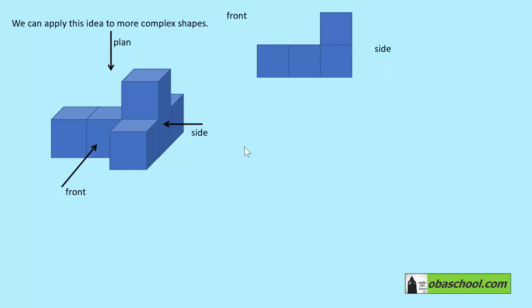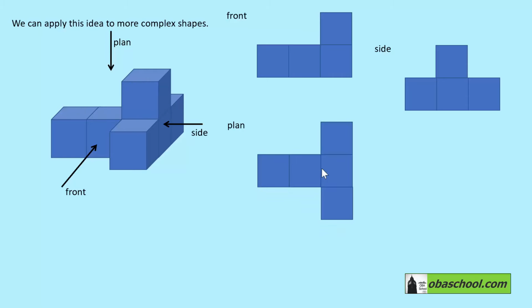From the side, what would we see? We'd just see this sort of upside down T shape of blocks, like so. The plan view, we'd see the tops of all of these blocks. So it would be a T shape, like so. Again, sometimes these lines would be shown thicker, more in bold, to show that this one is above the others.